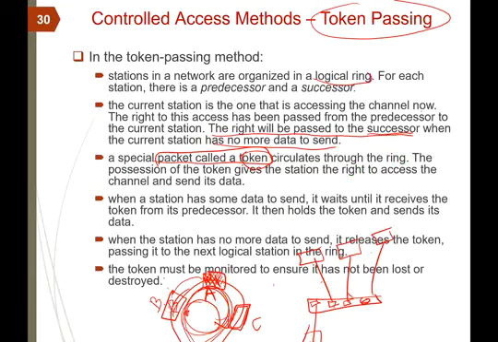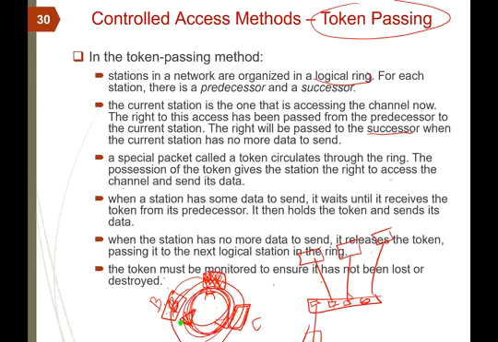The possession of the token, which node has the token, gives the station the right to access the channel and send its data. So if you don't have the token, you cannot send data. You can listen, but you cannot send. When a station has some data to send, it waits. So if C has data to send but the token is with A, it cannot send. It has to wait. A will pass the token to B. If B doesn't have any data, it will pass it to C. It will not pass it back to A. It should go in this ring direction.